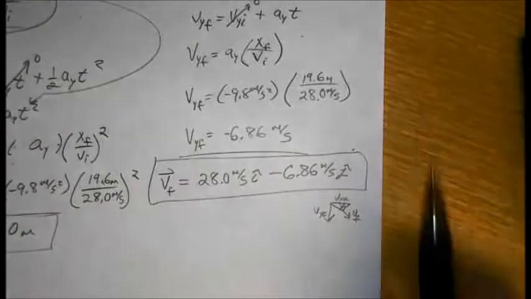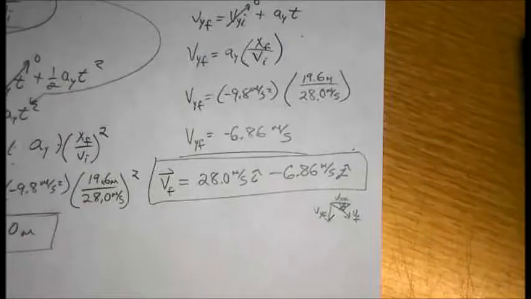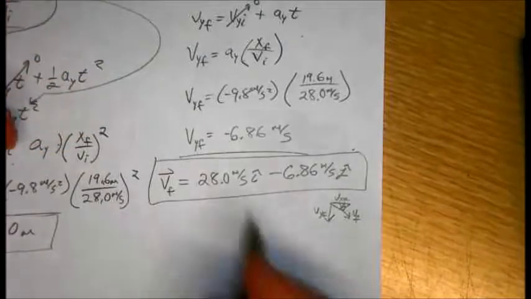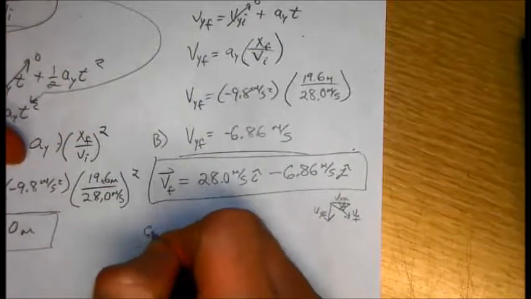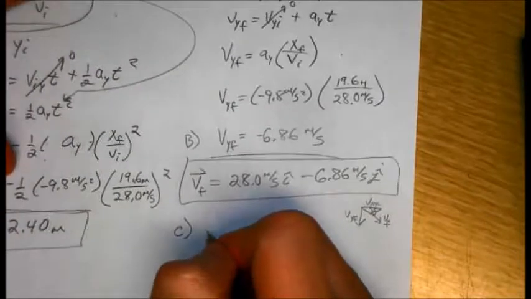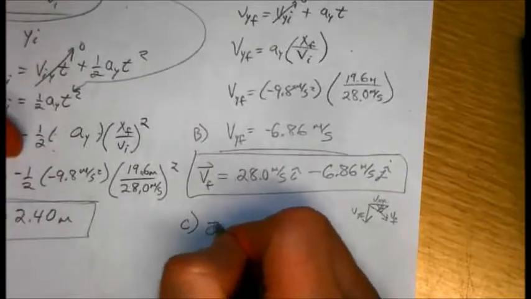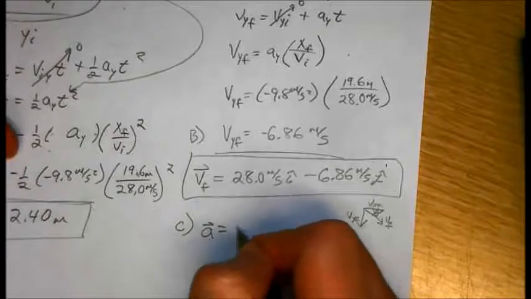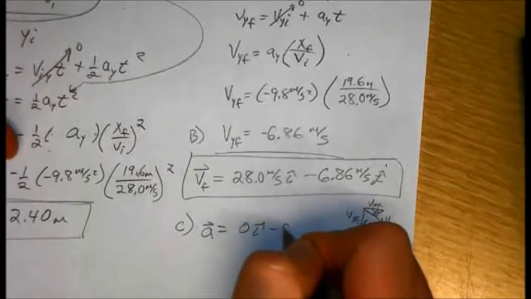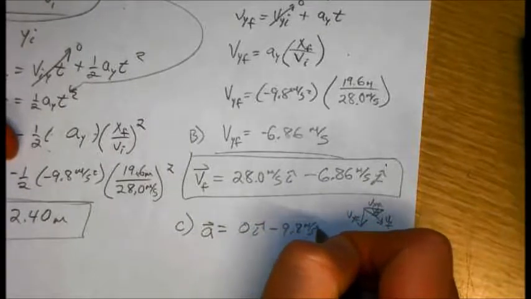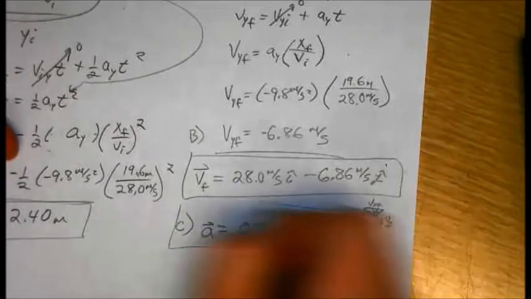The last part of the problem says write the acceleration of the tennis ball in unit vector notation. Well, this is kind of an easy write down because the acceleration is constant. So the acceleration here is 0 i hat minus 9.8 meters per second squared j hat. That's all it is.